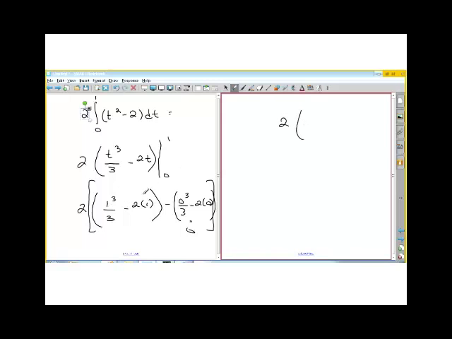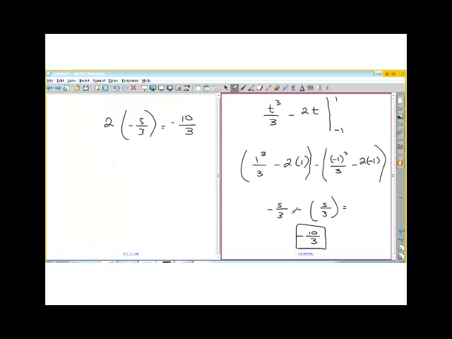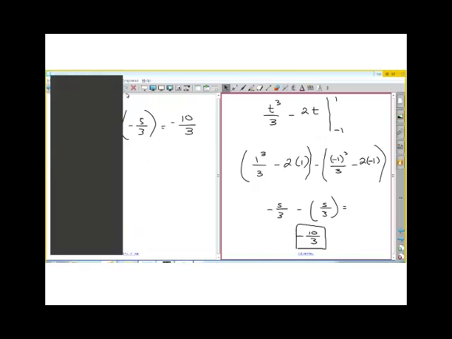So what we get is 2 times 1/3 minus 2, which is -5/3 again. And so 2 times -5 is -10. So we get -10/3, which is exactly what we got here. So there you go. That's it.